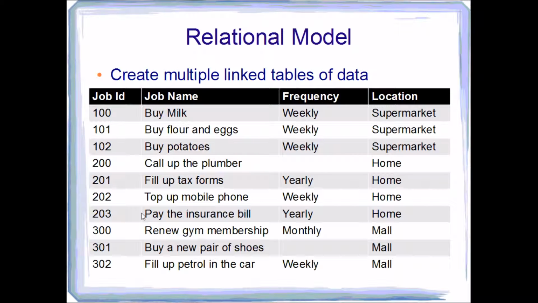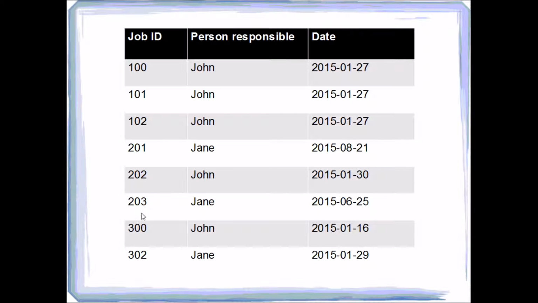This is fine, but how to ensure that they're not done twice? By having another table assigning the jobs to either Jane or John and the date on which the job is to be done, which is updated, say, weekly. Notice that in this table, the call up plumber and buy a new pair of shoes are not mentioned. As they are done as and when required, they are added to the table then with no problems.